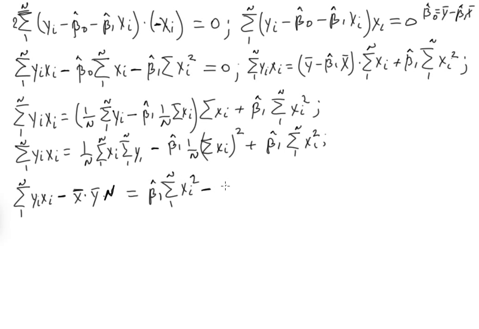xi squared minus beta 1. Now here we can do something, I think. Let's not write it as 1 over n times n because it gets confusing. Let's do this: I multiply the expression inside the bracket by n and divide it by n, xi squared.